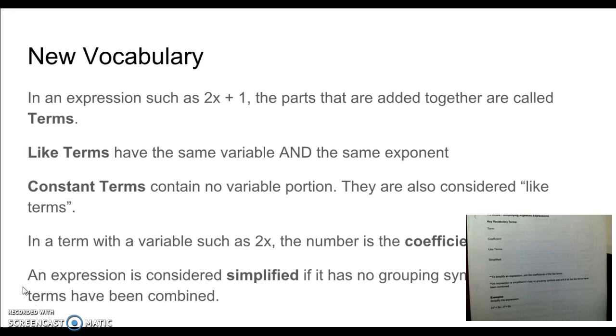So there's some space for some key vocabulary terms at the top of your note page. The first is terms, and when we have an expression, it's made up of multiple parts that are being summed. And those parts that are added together are known as terms. In a term with a variable such as 2x, the number is the coefficient of that term. Like terms have the same variable and the same exponent. That becomes really key to us when we start thinking about simplifying expressions. An expression is considered simplified if it has no grouping symbols and all like terms have been combined.